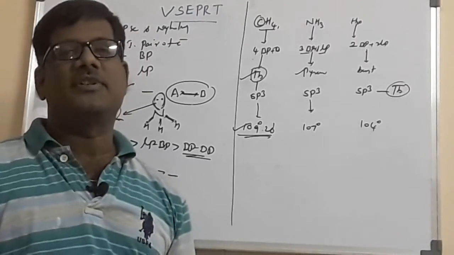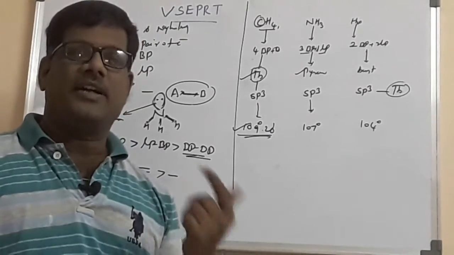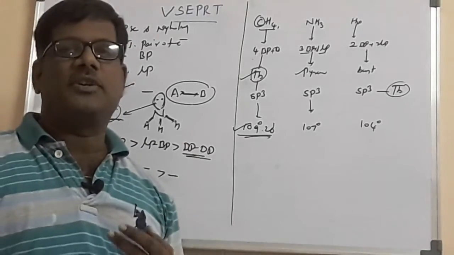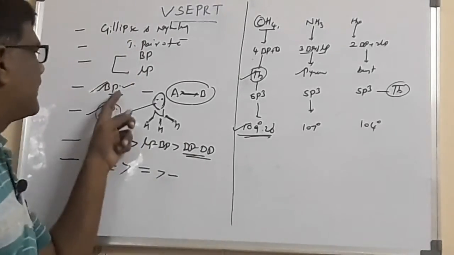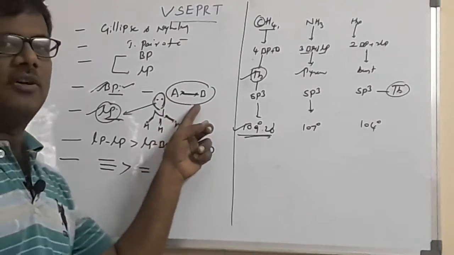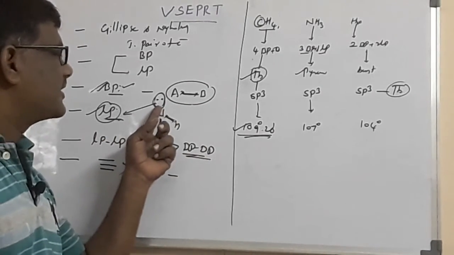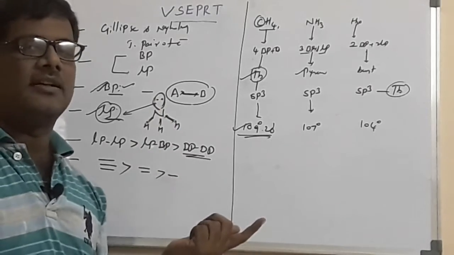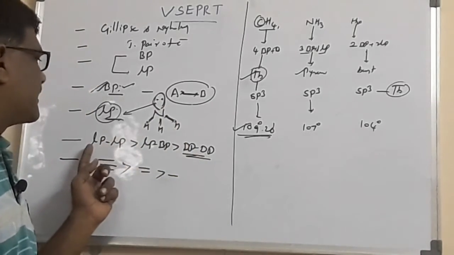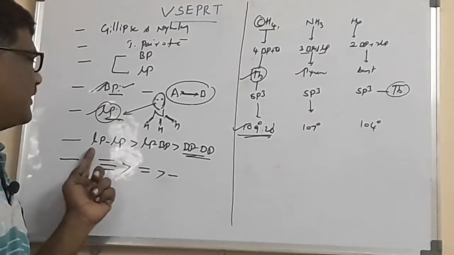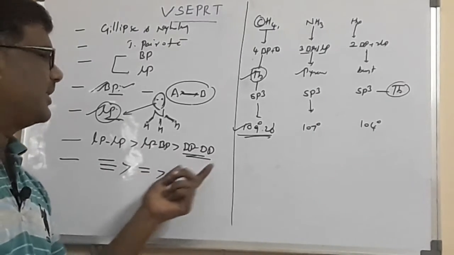The shape of the molecule depends on the total number of pairs of electrons present in the valence shell of the central atom. We have 2 types of electron pairs: one is called the bond pair, and one is called the lone pair. The pair of electrons participating in bonding is called the bond pair. The electrons present on the central atom which do not get involved in bonding are called the lone pair of electrons. In the order of repulsion between pairs of electrons, lone pair-lone pair repulsion is higher than lone pair-bond pair repulsion.